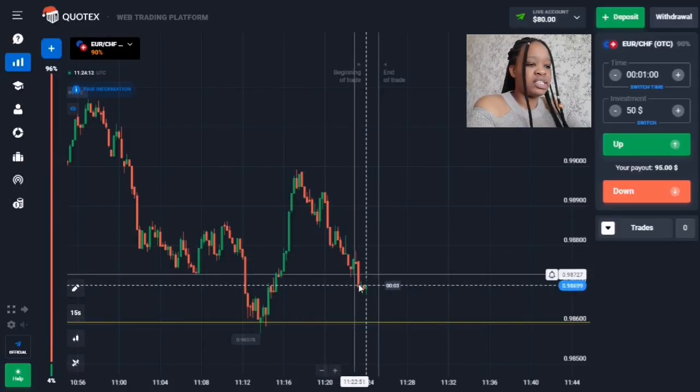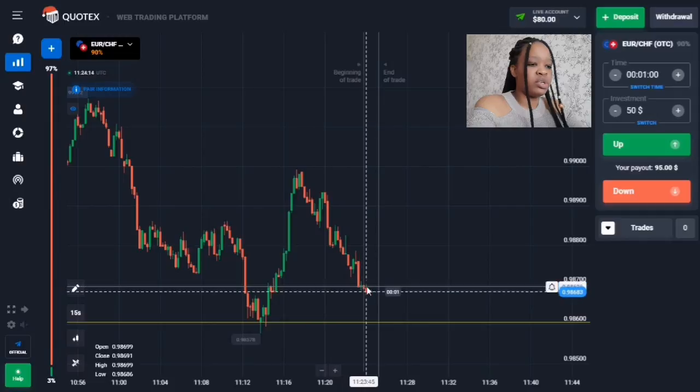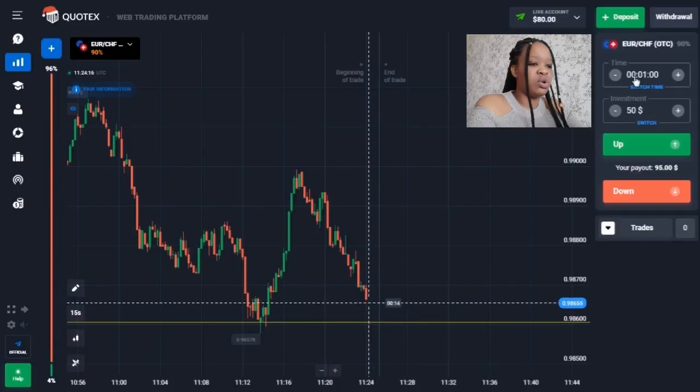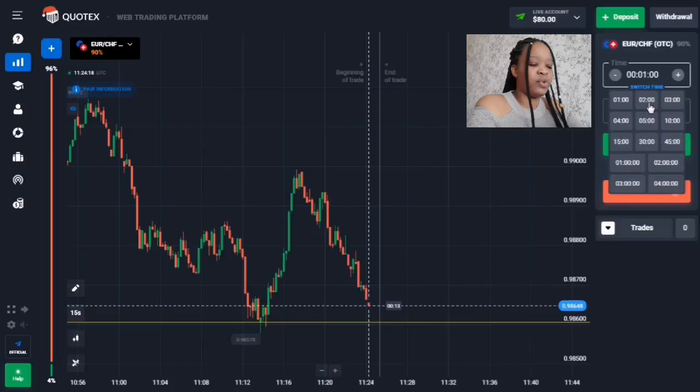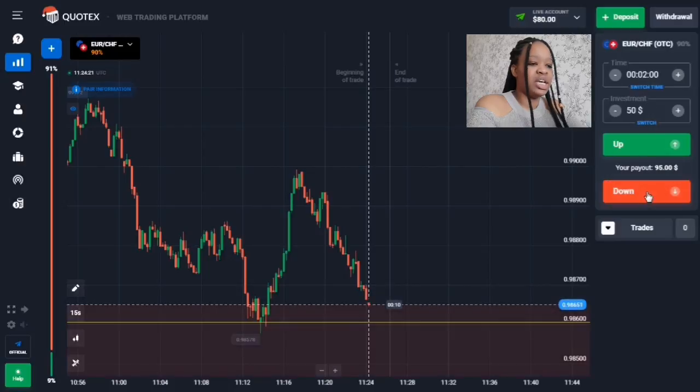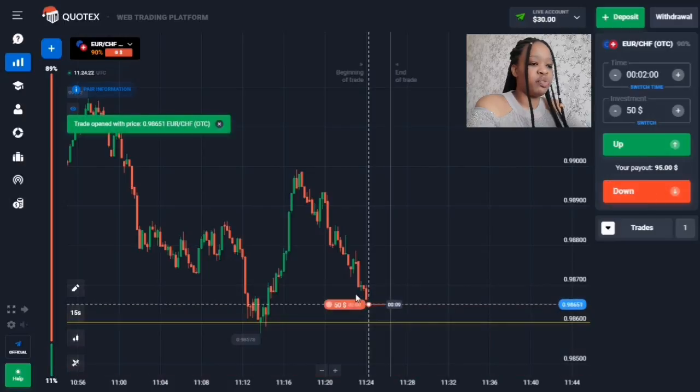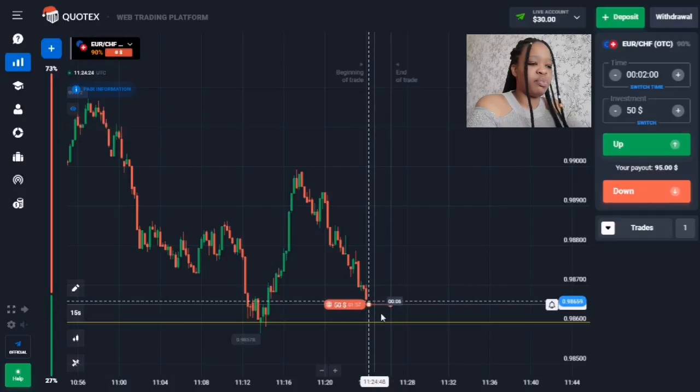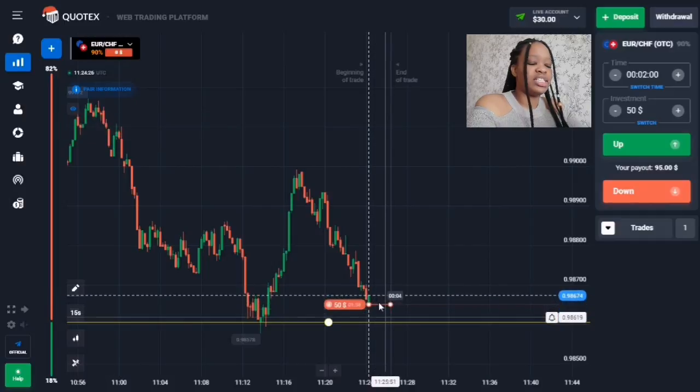So here we can see support level. Also there is a good downward movement. So I think we need to open a trade for down for 2 minutes, because I think the price will continue to move to this level and this level will be broken through. So let's check it and see.